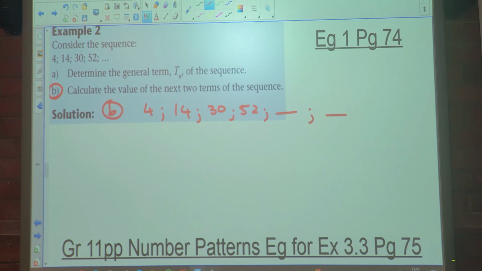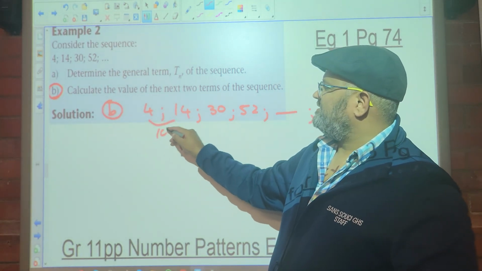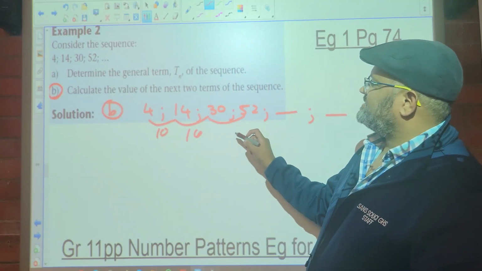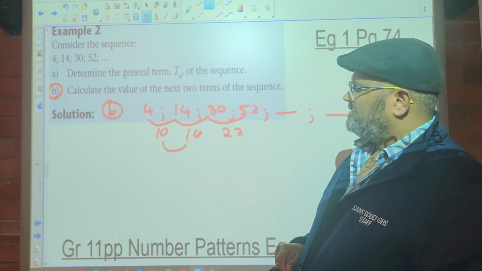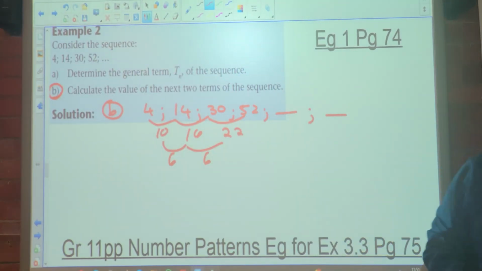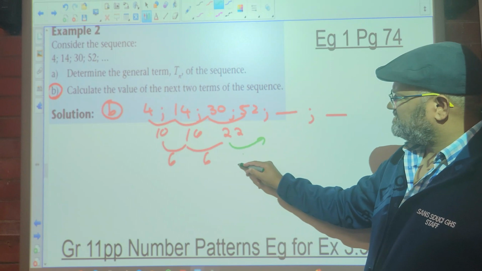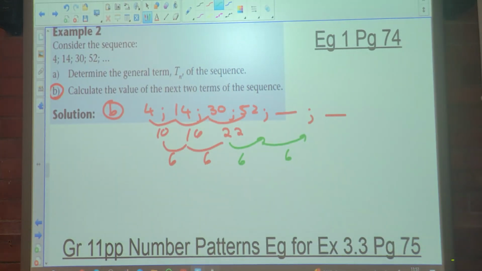So what do we do first, people? We work out our common difference. 14 minus 4, 10. 30 minus 14, 16. 52 minus 30, 22. So hang on. The second difference is 6. So what will the next one be? Also 6. And the next one? Also 6. Not so? Right.